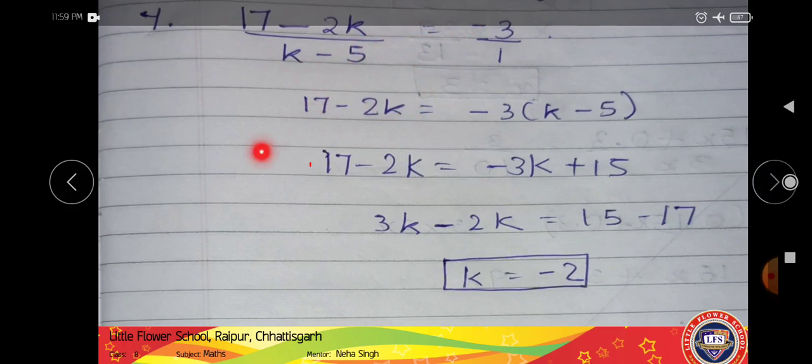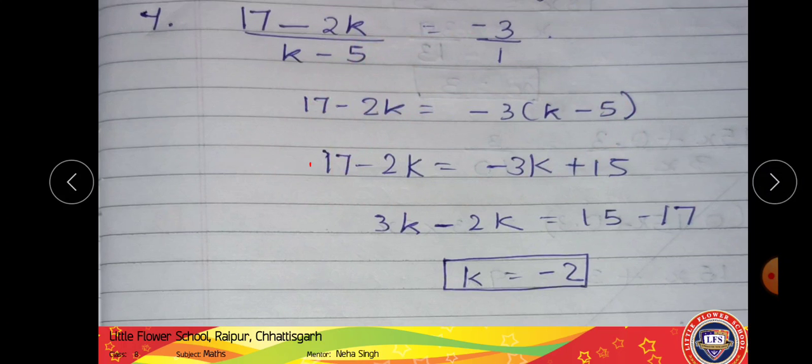So again we will be solving the brackets. Minus 3 into k will be minus 3k, minus minus will be plus, 3 into 5 is 15, right? So minus 3k, since it has a negative sign, will go to this side and become plus. So 3k minus 2k will be 15 minus 17. So the value of k is minus 2. So this is the answer.